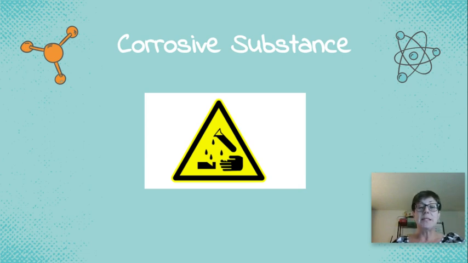Corrosive substance. This substance will eat away. It can eat away at all kinds of things. It depends on how strong the corrosive substance is. So we want to be real careful with those kinds of substances.